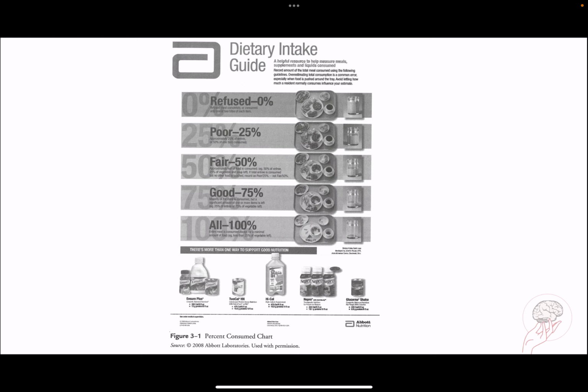So this is the Abbott Dietary Intake Guide. You're in a hospital setting, so you're giving someone a tray of food. And you know exactly how much food is in each part of the tray. So if everything on the tray is consumed, you can say that everything was eaten. You could also weigh the tray, but this is just using a visual inspection. Good dietary intake would be 75% of the food is consumed. Fair, 50%, poor, 25%, and if nothing is eaten on the tray, then 0 was consumed.